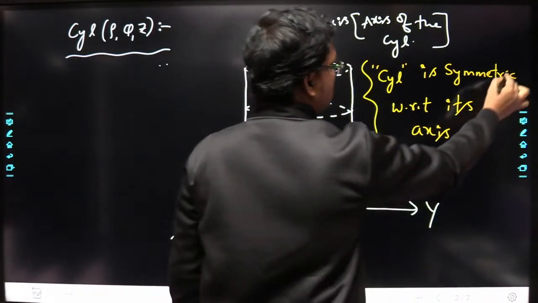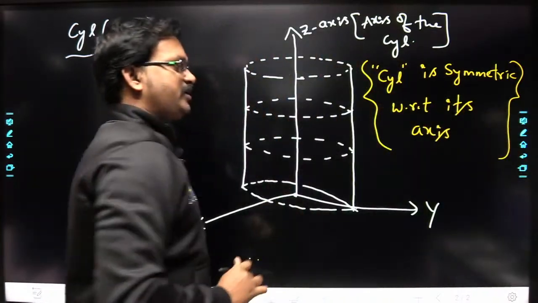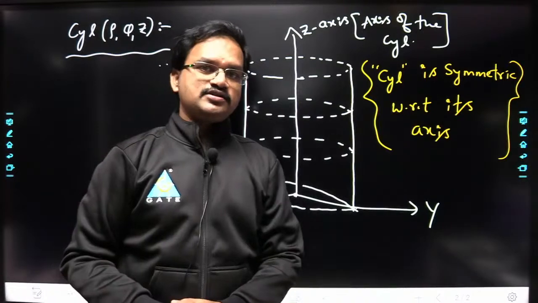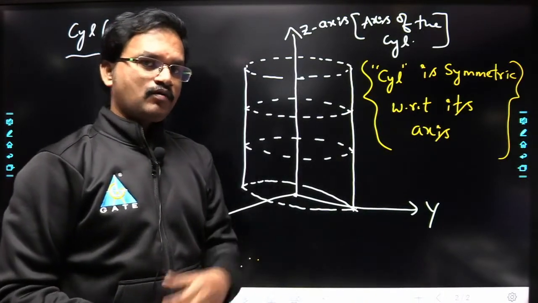Okay. So we will say this statement here. What do you mean by this statement here? Cylinder is symmetric with respect to axis. What do you mean by that? Tell me. What do you mean by that?